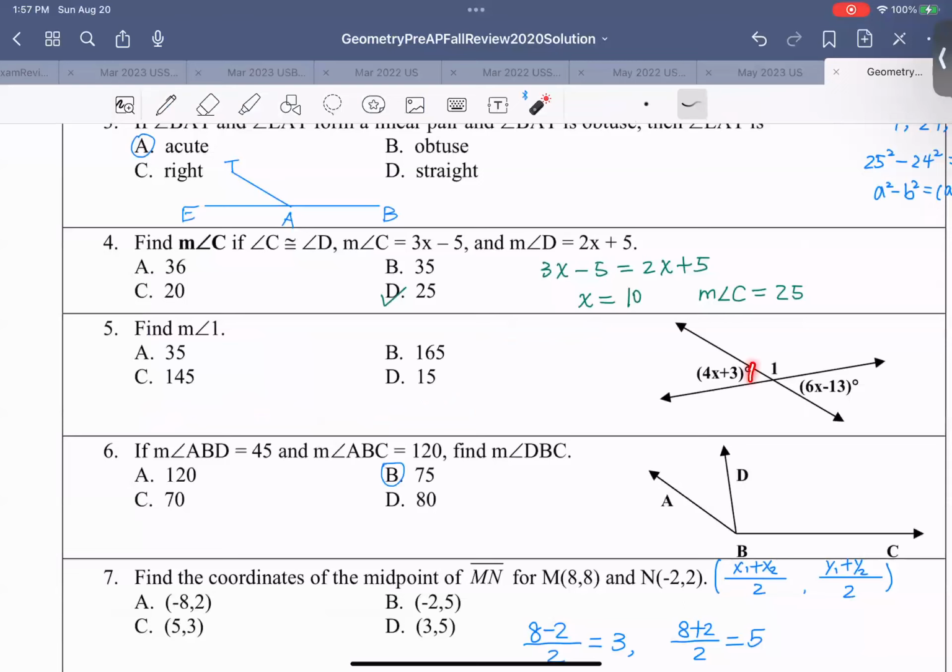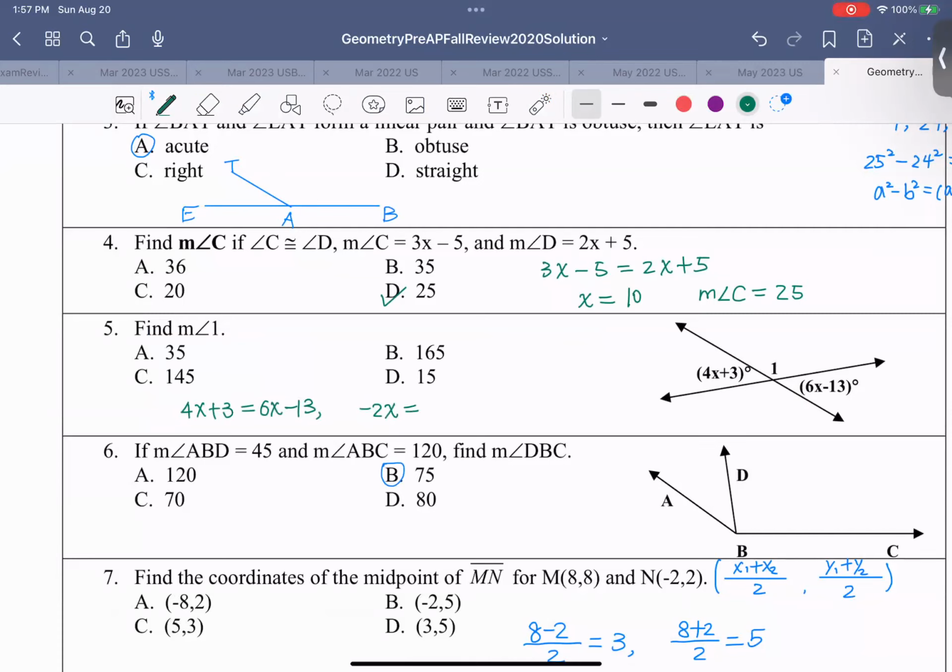This is vertical angle. The vertical angles will be equal, right? So make them equal, please. 4x plus 3 equals 6x minus 13. Good. And then move things around.